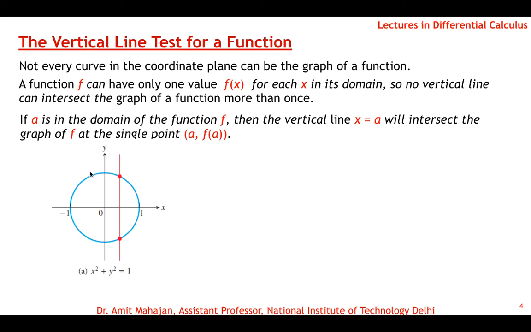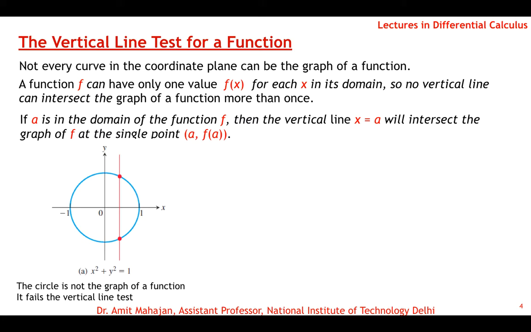So this graph cannot be a graph of a function. The circle is not the graph of a function as it fails the vertical line test. If you are given any curve or any graph in general, then what you can do is simply take a vertical line, move it from left to right, and see if at any point it touches the curve at more than one point. If it touches the graph at more than one point, then that graph cannot be a graph of a function.